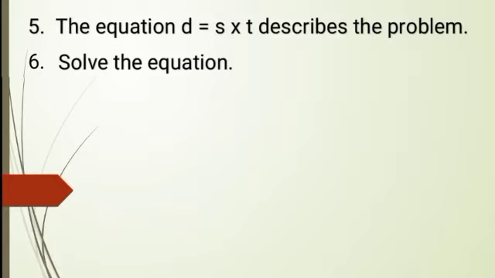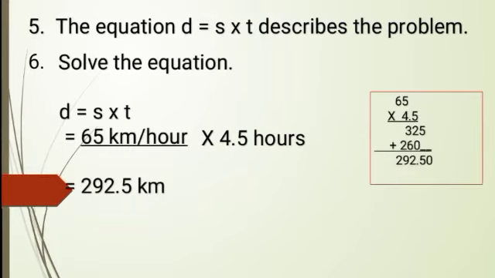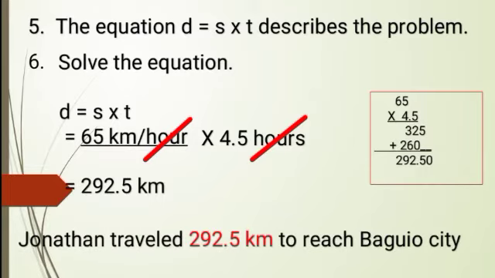Then afterwards, we are going to solve for the equation. So we have here d is equal to speed times time. The given are 65 kilometers for the speed, and the time is 4.5 hours. So we are going to multiply 65 kilometers by 4.5 hours. Here is the illustration in multiplying the two given. So these are the partial products, which are 325 added to 260. If you are going to add the two, you are going to get 292.50. So the final answer is distance is equal to 292.50 kilometers. Jonathan traveled 292.50 kilometers to reach Baguio City.